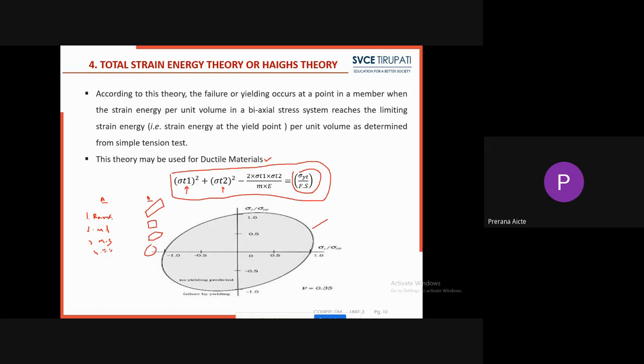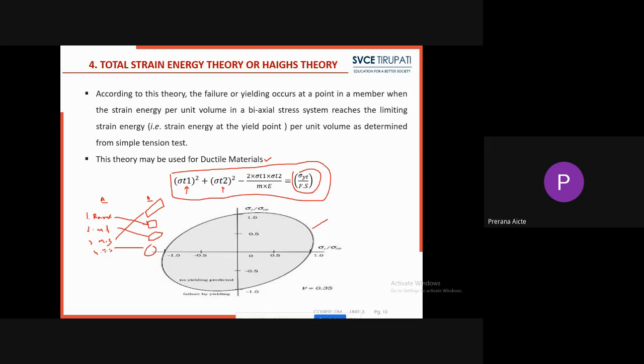Just to match the following: what about Rankine theory? Rankine theory is applicable for rectangular components. What is maximum principal strain theory? Hexagonal. Maximum shear stress theory? Parallelogram. And total strain energy theory? Ellipse. So like that, they will ask one question in your GATE examination.